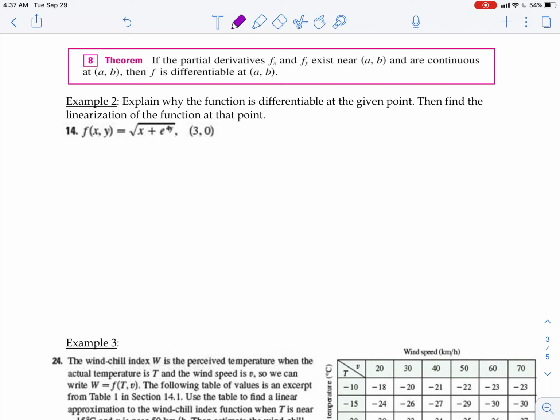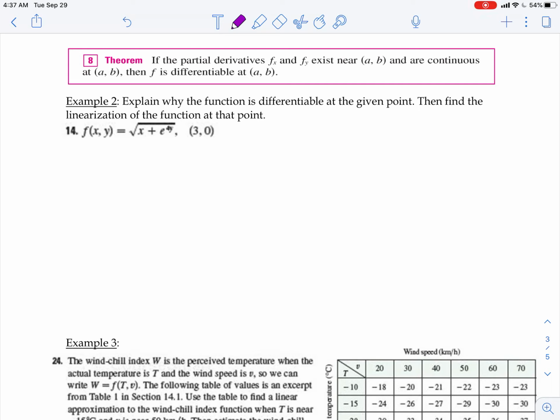All right, Theorem 8. If the partial derivatives of f with respect to x and f with respect to y exist near (a, b) and are continuous at (a, b), then f is said to be differentiable at (a, b). And so all we're going to do now is look at example 2. We're going to tell if it's differentiable given the theorem, and then we're going to find the linearization of the function at the point.